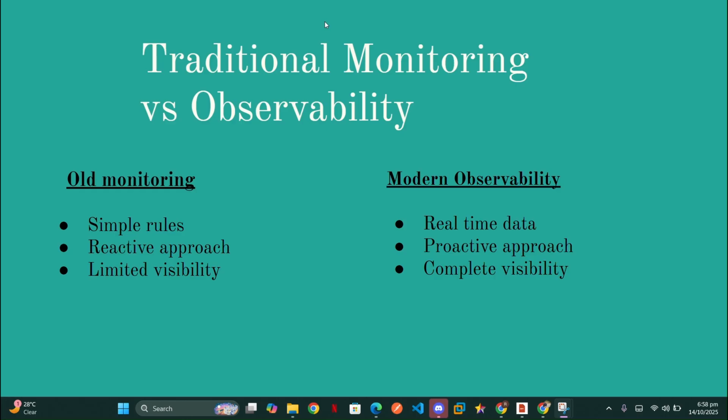You can find and fix problems quickly before the users notice them, which is basically our aim, and which basically provides reliability to the users.